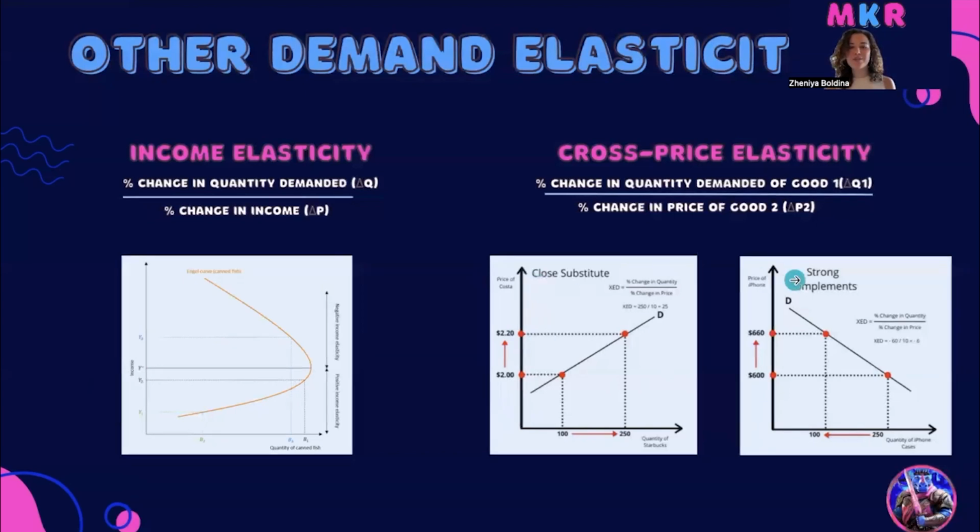So as the price of good 2, in this case iPhones, rises, the change in quantity demanded for good 1, in this case iPhone cases, decreases. That means we have a negative relationship. We see a negative slope, and those are complements. And so in this example, our cross-price elasticity is -6. So we can say those two goods are complements.